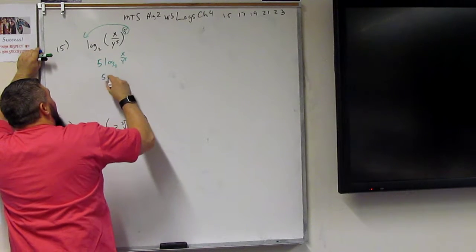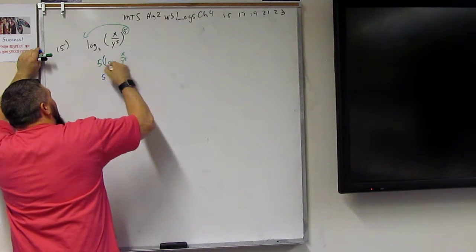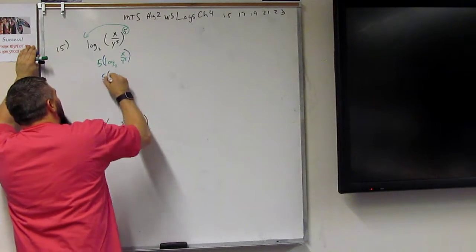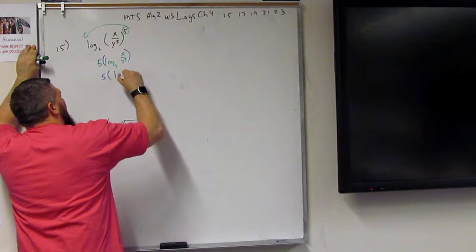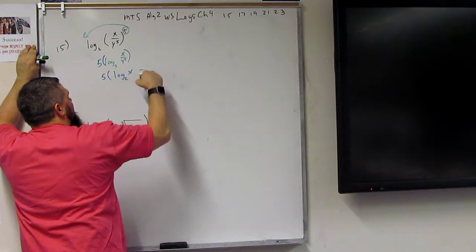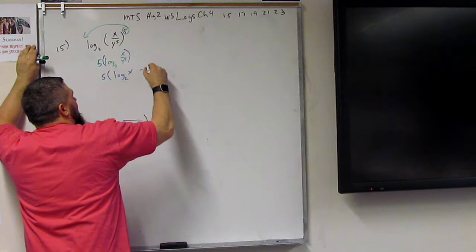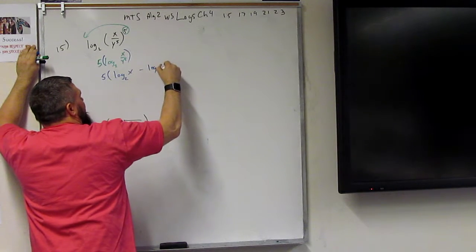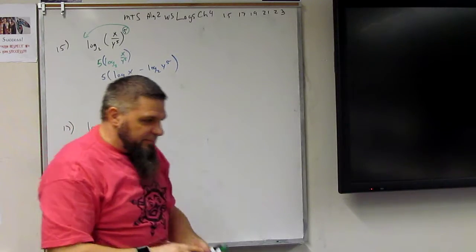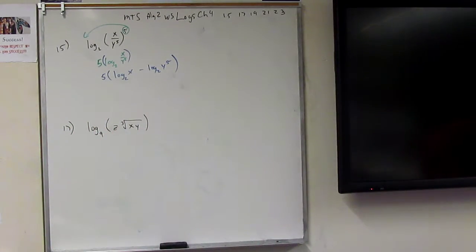keep the 5, right? Now, I could say it's like this, right? And say 5 times the log base 2 of x minus the log base 2 of y to the 5th. Okay? Now I still got to do a power. I want to see if they have the 10 or if they have the 5th.